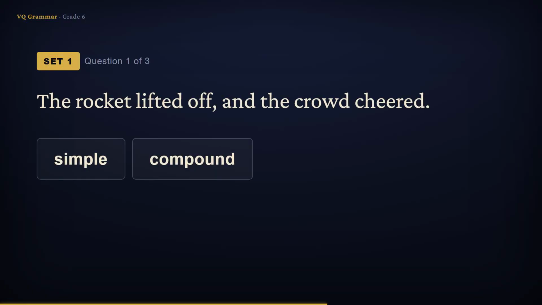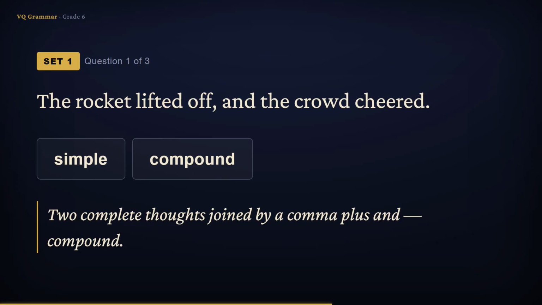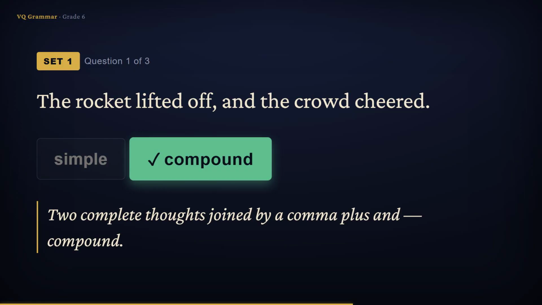The rocket lifted off, and the crowd cheered. Cover the joining word and. On the left, the rocket lifted off. That's a full sentence. On the right, the crowd cheered. That's a full sentence too, with its own subject and verb. Two complete thoughts joined by a comma plus and. So the answer is compound.